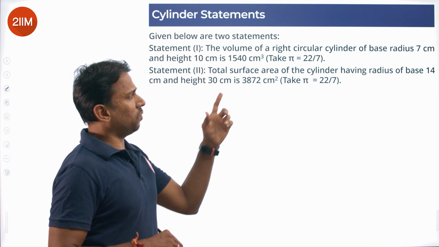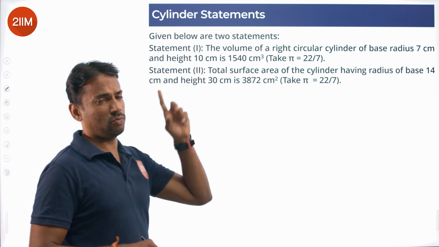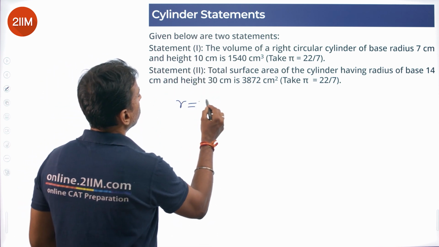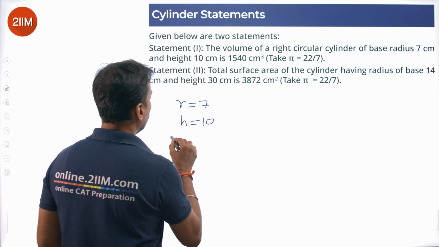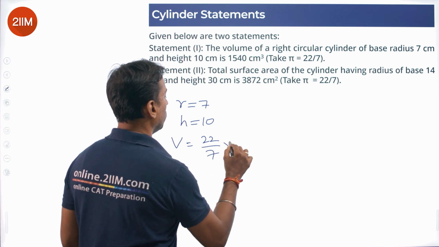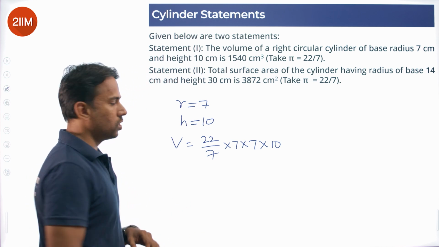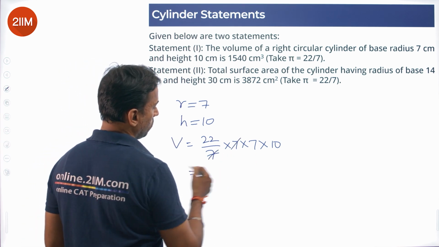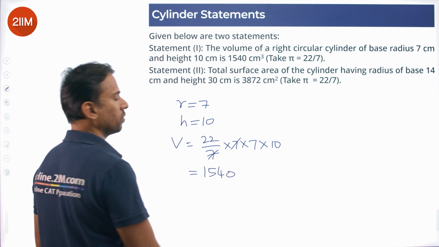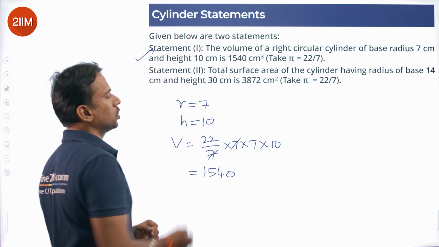Statement 1 says the volume of a right circular cylinder of base radius 7 and height 10 is 1540 centimeter cube. So radius is 7, height is 10. Volume is going to be pi r square h. So 22 by 7 into r square, which is 7 into 7, into h, which is 10. 22 7s are 154, into 10 is 1540. Yes, 1540 centimeter cube. Statement 1 is perfectly correct.